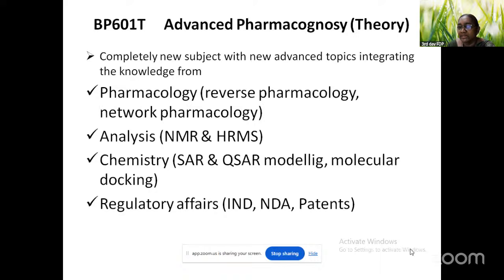So in one of the units it includes the pharmacology expertise, including reverse pharmacology and network pharmacology. Analysis inputs will include the NMR and HRMS. From the chemistry, SAR and QSAR modeling and molecular docking studies, their models and techniques are being included. And also inputs are required from the regulatory affairs with regard to the IND, NDA and patents. In addition to that, the pharmacognosy content is also included in the advanced pharmacognosy.